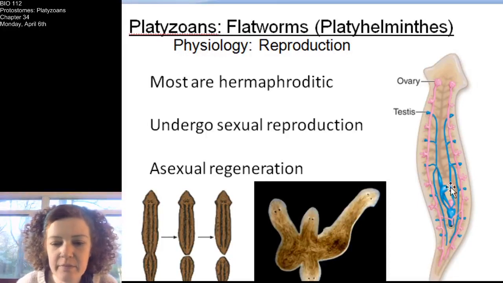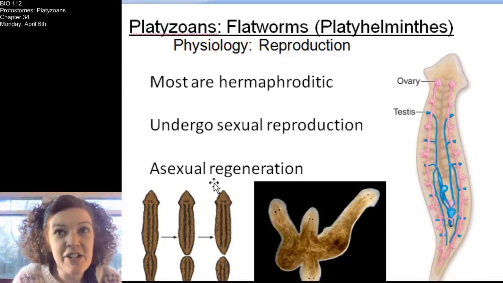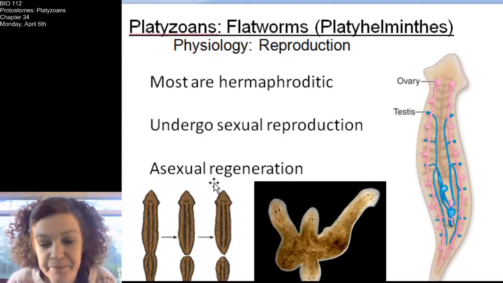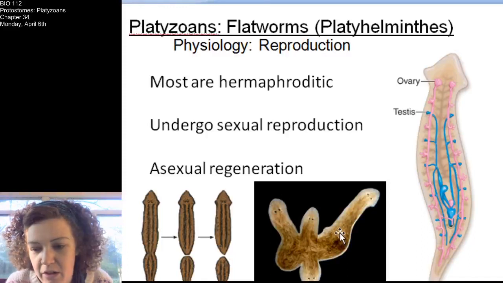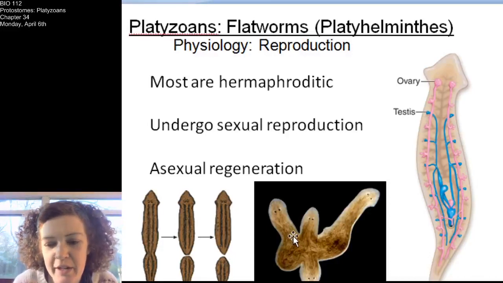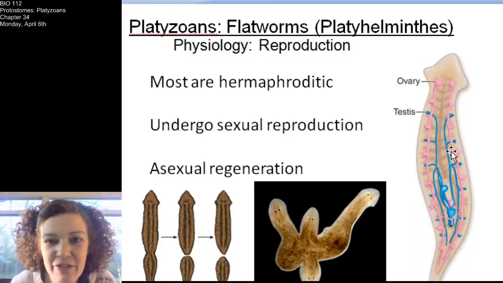Anyway, but these guys are really well known for their ability to regenerate. So asexual regeneration, basically that just means if you cut their bodies somehow, it will regenerate into a whole new organism. So this is showing you that. If you cut one, this is actually one where it had just been cut a little, it wasn't cut completely, and you have the beginnings of regeneration. So it will create a whole new organism. Pretty crazy, right? So you can cut one of these in half and you'll get 2 worms.